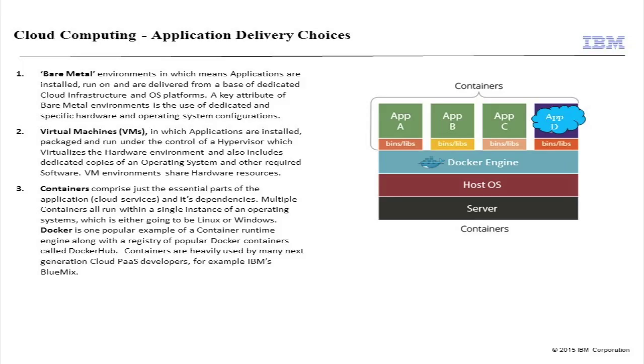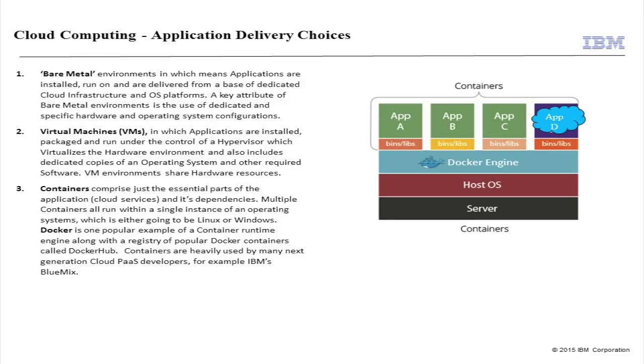The third one is new, and that's containers, and containers comprise just the essential parts of the application, a cloud service, a microservice, and its dependencies. They're much smaller, much faster to deploy, and that's the basis for Docker and Docker Hub.